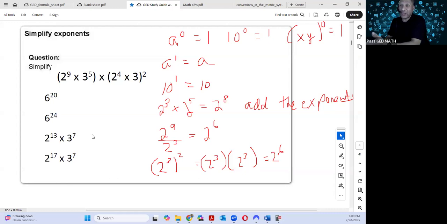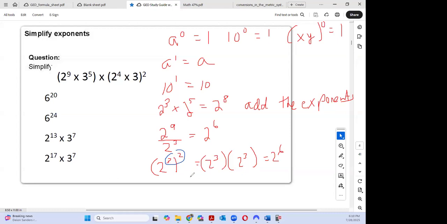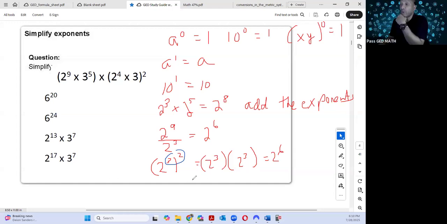But I need you to remember I told you math is about patterns. What can I do with 3 and 2 to get 6? Multiply. Yes. So when you raise to a power, you multiply the exponents. Everybody understand that?